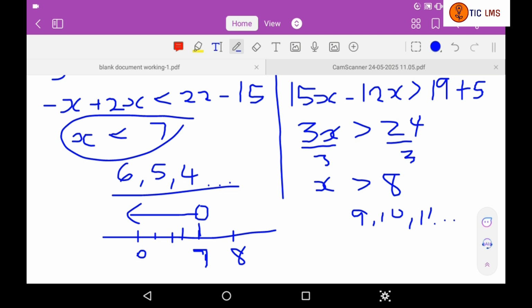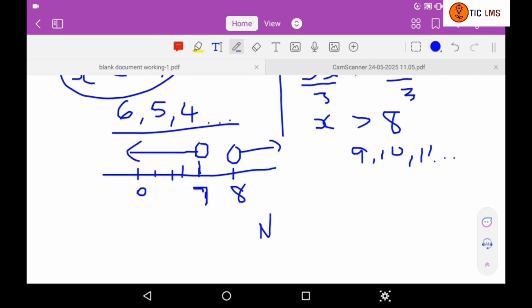And then x is greater than 8. So you can draw a circle at 8 and you move to the right. As you can see, they are moving opposite each other. So there's nothing that is common. This is another way by which you can easily get and understand this question. So in this question, no values. There's nothing that is similar there.